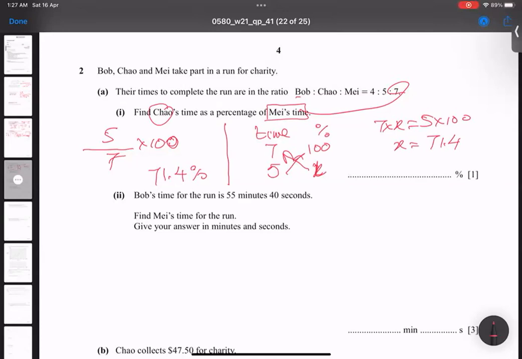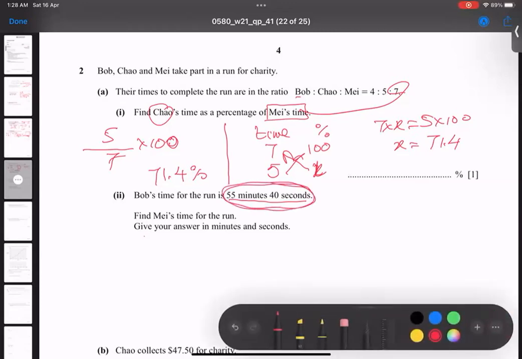Next part: Bob's time for the run is 55 minutes and 40 seconds. This is the given time here. Find M's time for the run and give an answer in minutes and seconds. So again, the trouble coming here is minutes and seconds. This is a big issue for us. So what is the technique?